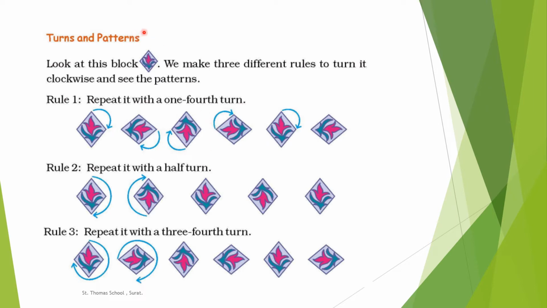Now let us learn what are turns and patterns. Look at this block. We make three different rules to turn it clockwise and see the patterns. So rule 1, repeat it with a 1/4 turn. Now you have to take 1/4 turn. You can see this is the original picture that has been given to you in the block. Then afterwards in the next picture you can see it has taken 1/4 turn. So just look at the arrow mark how it is going on. You can see the pink flower how it has been turned. So 1/4 turn it has taken.